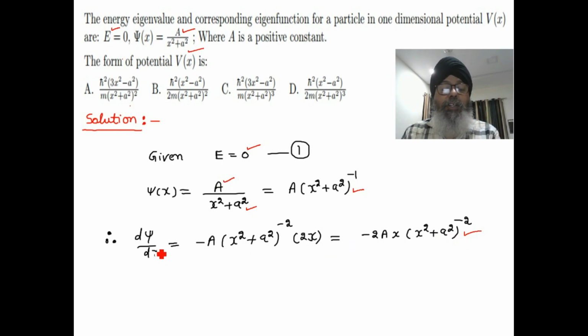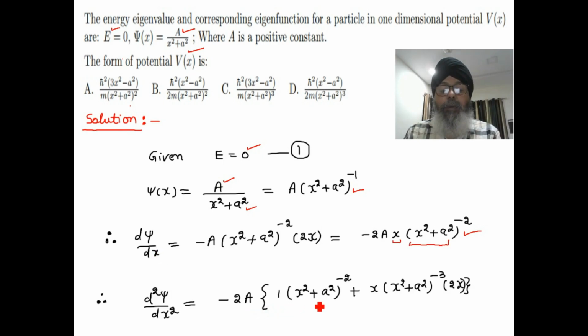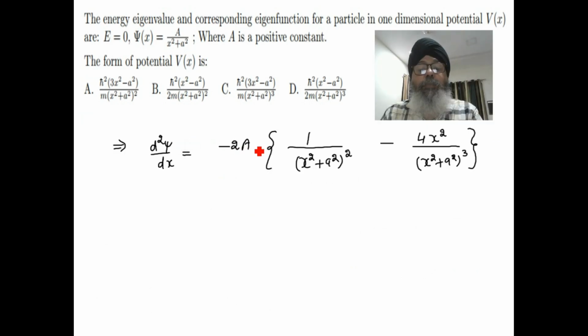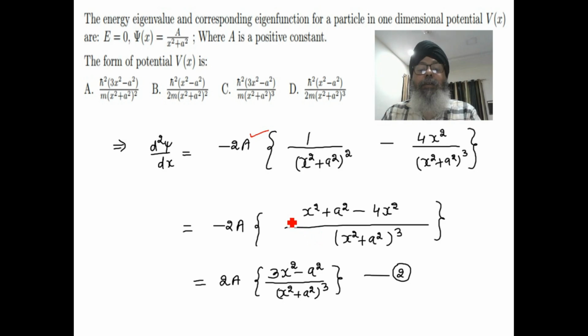Let us now differentiate this with respect to x one time again. On applying product rule, you will get these expressions. When we simplify, it becomes minus 2a into 1 upon (x square plus a square) whole raised to power 2 minus 4x square upon (x square plus a square) whole raised to power 3 in the denominator. And when we take the LCM, it becomes 2a into (3x square minus a square) upon (x square plus a square) raised to power 3.